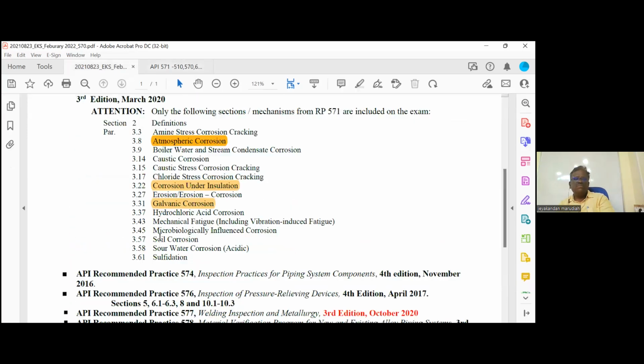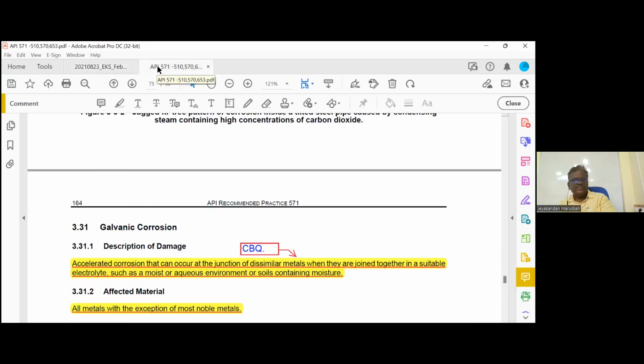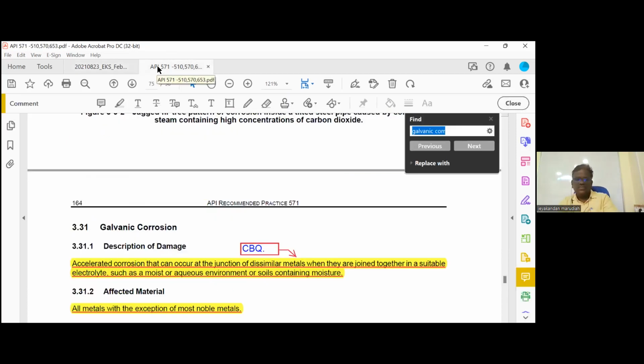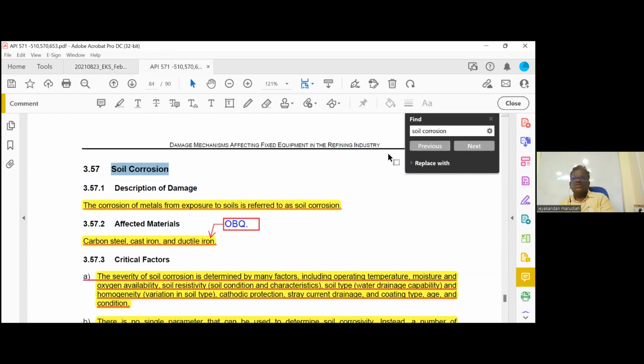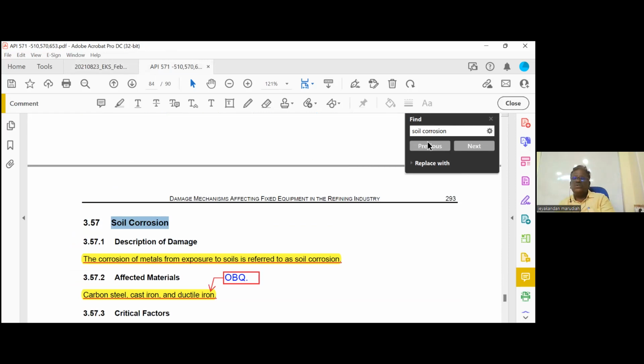Next one, we will go to soil corrosion. Outside corrosion. We are now looking at outside corrosion, soil corrosion. So please take page number 293.